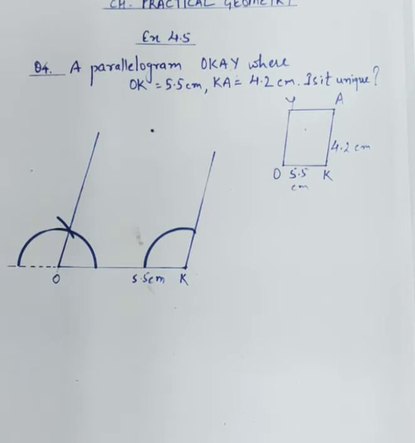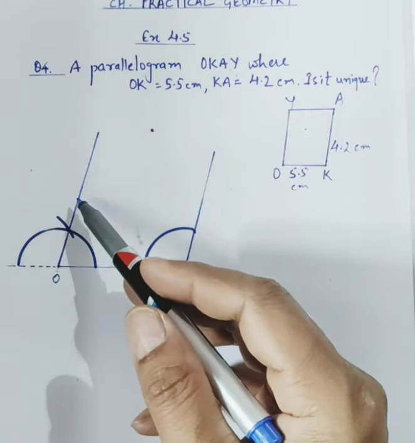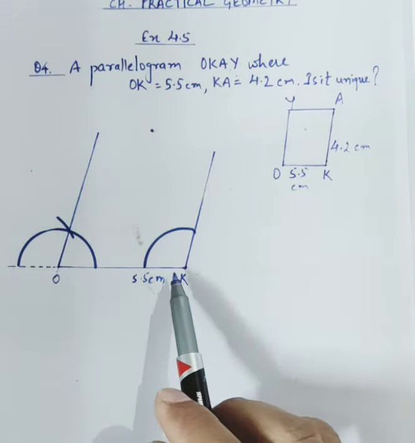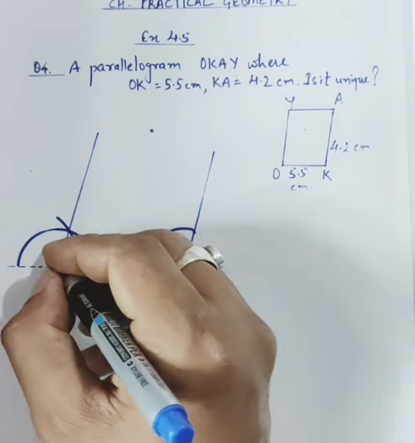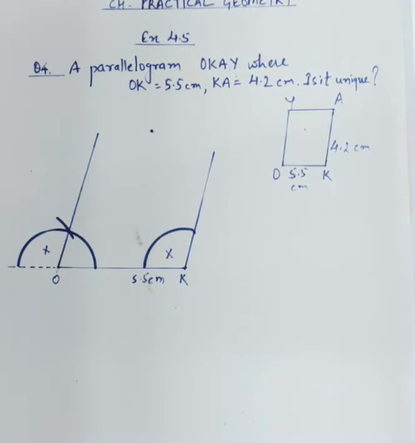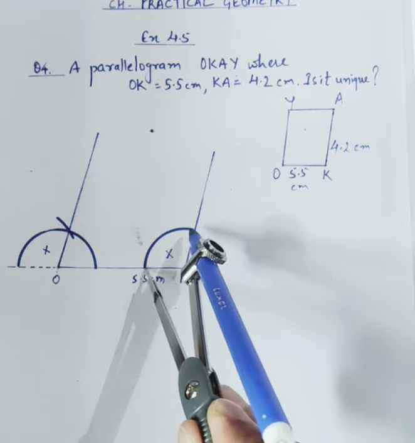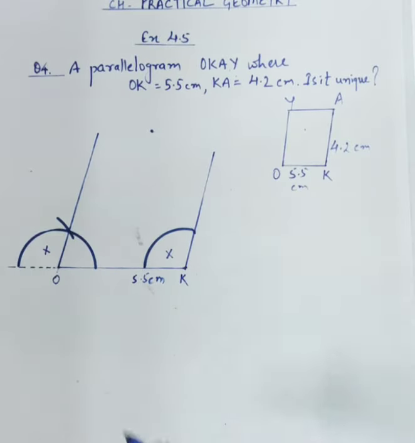Why is it so? Because you can see these two are the lines. This line acts as a transversal. So this angle and this angle, they are making a pair of corresponding angles, and since we have taken equal measure for the arc here, these two angles are equal, and we know that for a pair of two lines, if corresponding angles made on a transversal are equal, then the lines are parallel. So both the opposite sides are parallel.